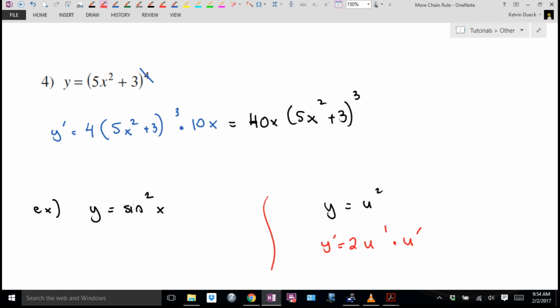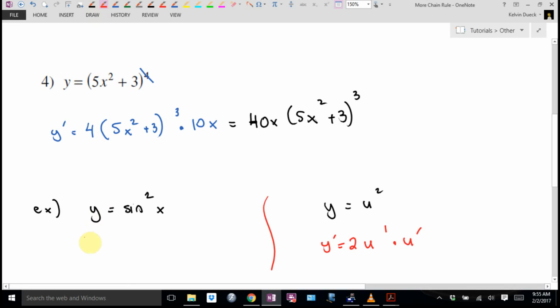Oh, and if there's another inner function, repeat. But a lot of those, by that time, you're getting to the point where you can do that whole thing in your head. You don't realize, like I've already told you, that you've been doing the chain rule without knowing you're doing the chain rule.